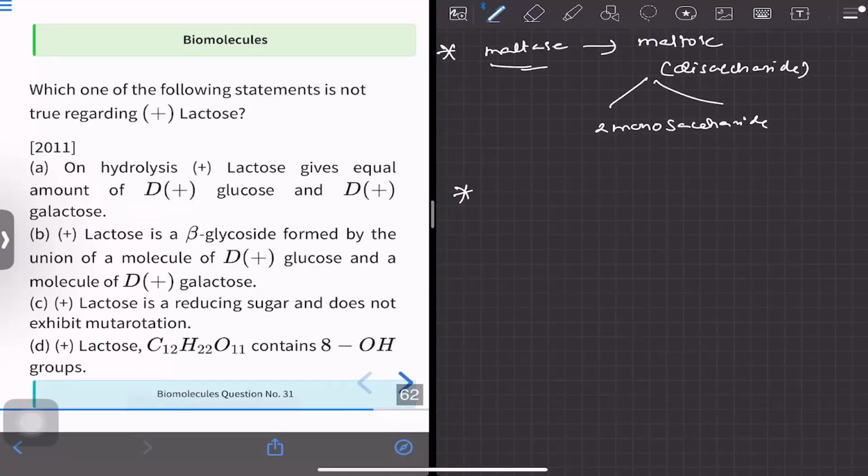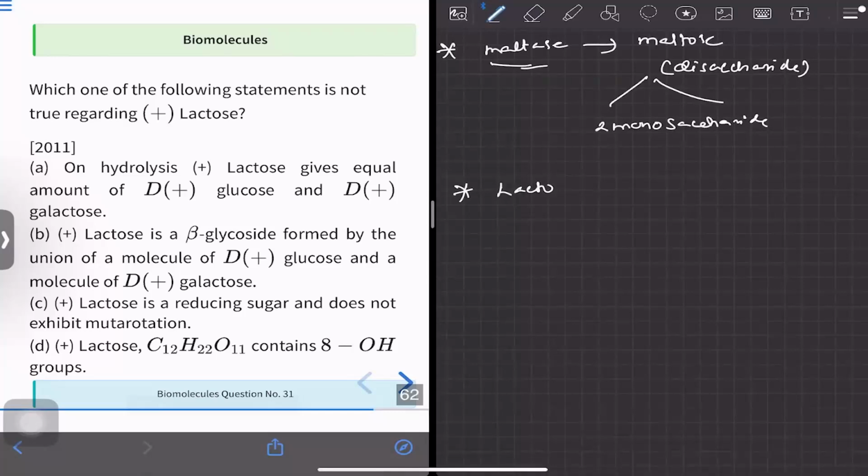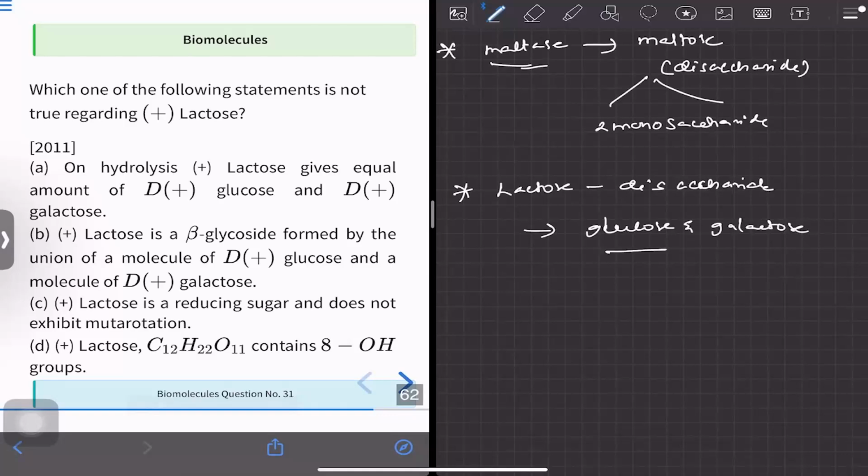Next one. Which one of the following is not true regarding dextrorotatory lactose? Lactose is a disaccharide which is made up of glucose and galactose. These are the two monosaccharides which combine to form lactose.